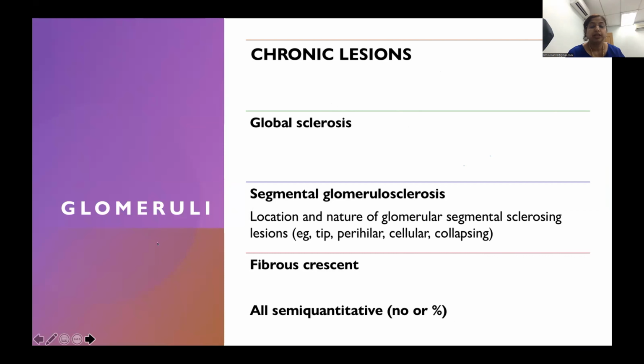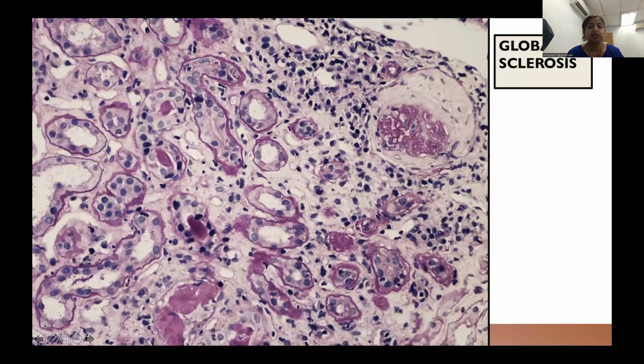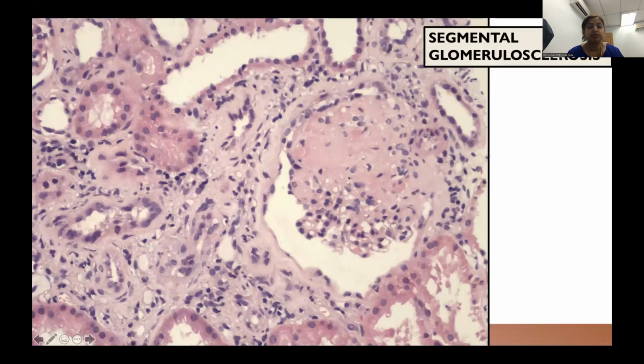So if, for example, in FSGS, you may want to identify the location and nature of it. So if you have a tip lesion or perihilar or cellular or collapsing variant, you need to highlight it. For other conditions, generally you just identify a segmental lesion. But if you do have a collapsing lesion, for example, even in lupus, it's good to identify them as well. Okay, so very quickly, this is a nice global sclerosis. This is a segmental lesion, very clearly seen. I think this is not too difficult.